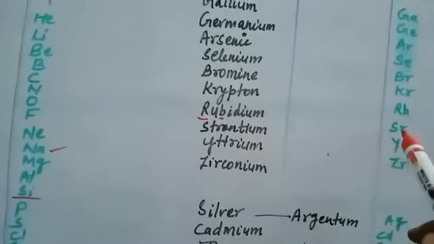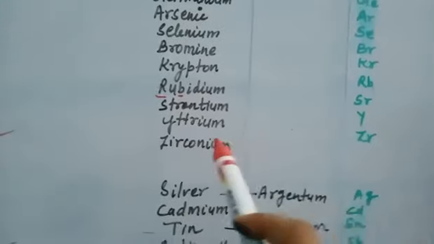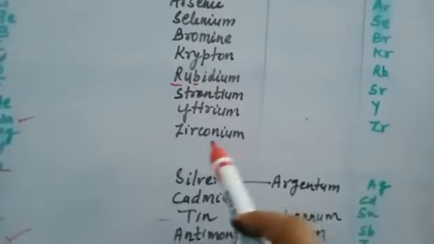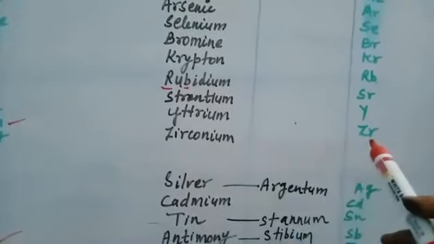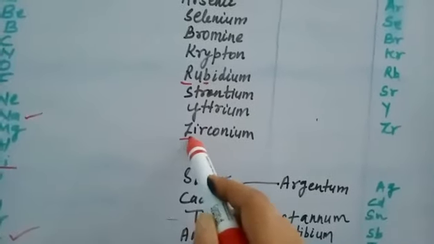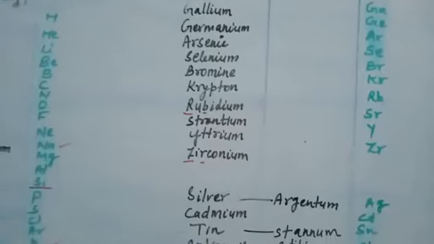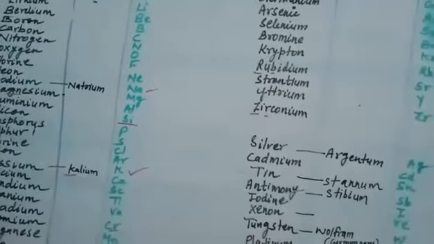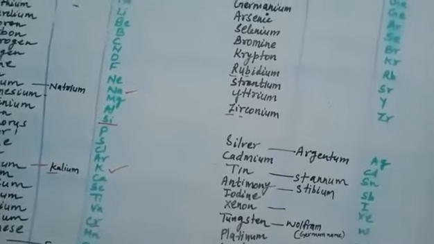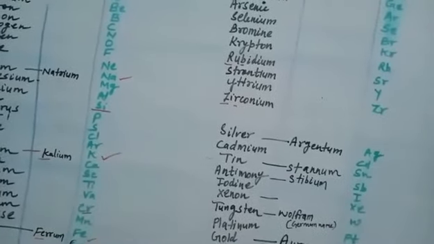Then strontium, capital S, small r. Yttrium, Y, and the chemical symbol of zirconium is Zr, the first letter is capital and the second letter is small. So here you can see that the first letter is always written in capital letter, and the second or third letter will be in small letter, okay.